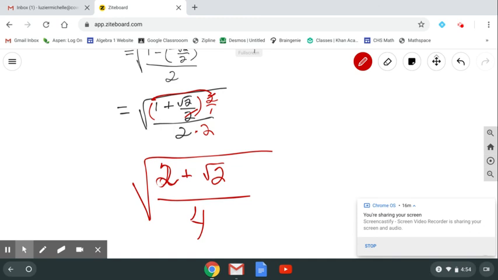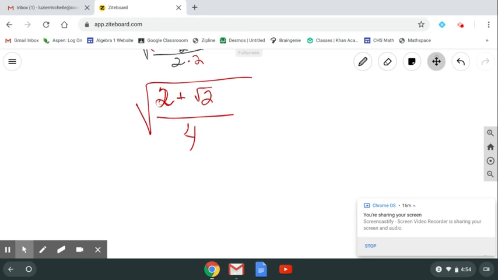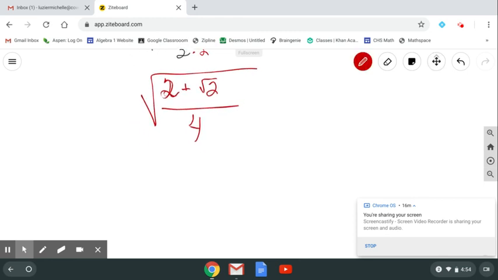Remember, this whole thing is underneath a square root. So the numerator is going to stay the same. It's going to be the square root of 2 plus radical 2. All divided by, remember, you can take the square root of 4 because it's all under the square root. The square root of 4 is 2. So the final answer for the sine of 67.5.